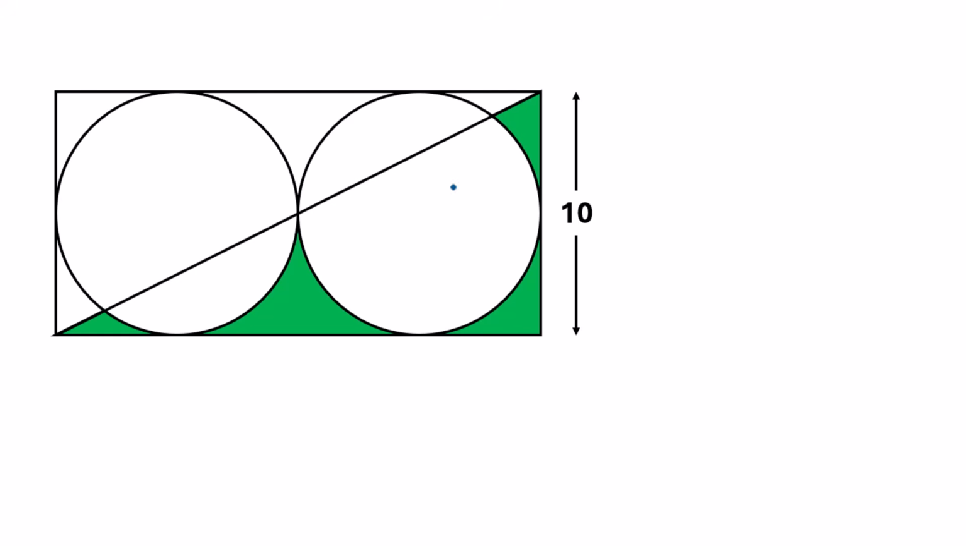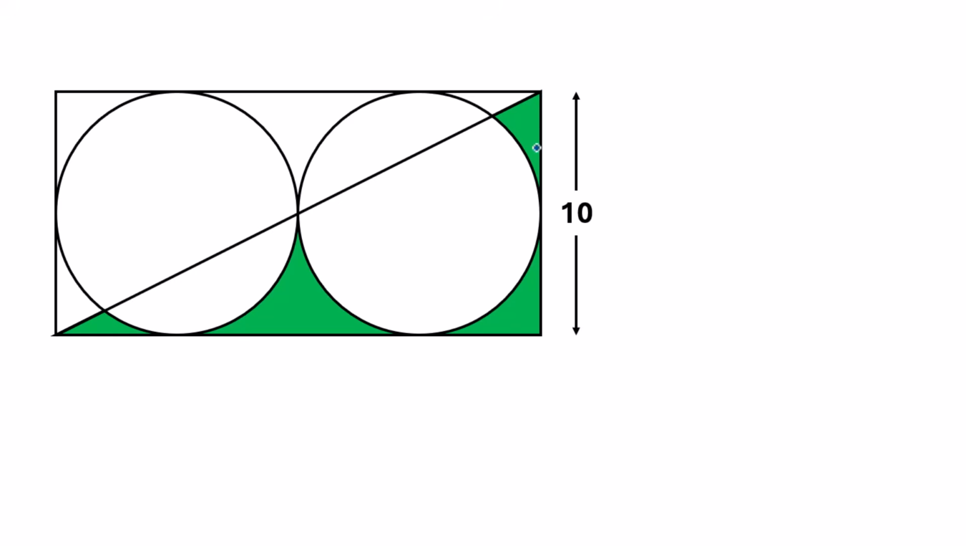We have a rectangle. The width of this rectangle is 10 unit and there are two circles inside this rectangle, and this is the diagonal of this rectangle. We have to find the area of this green region.